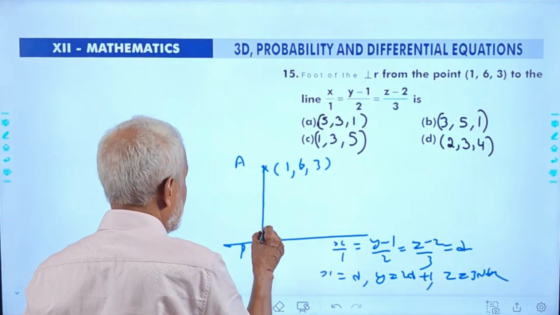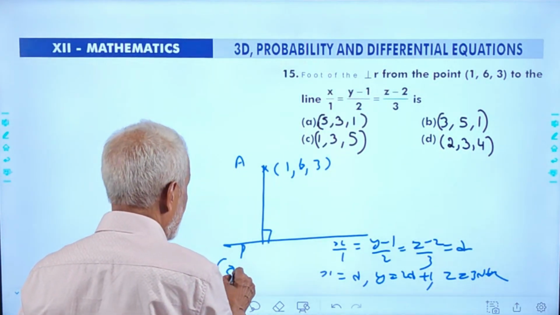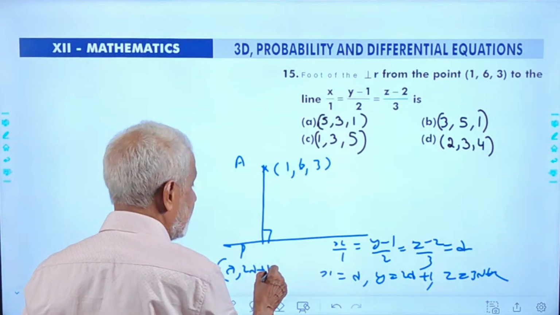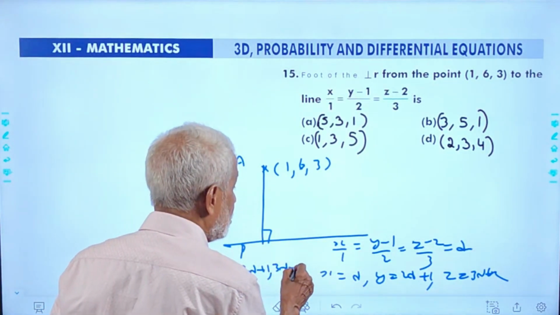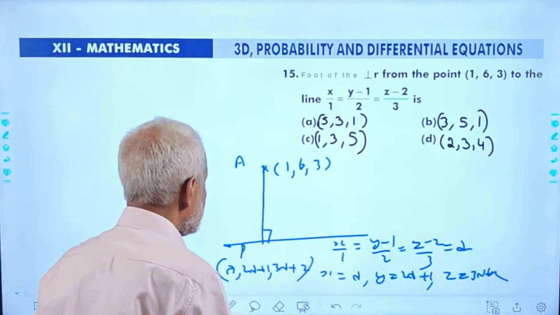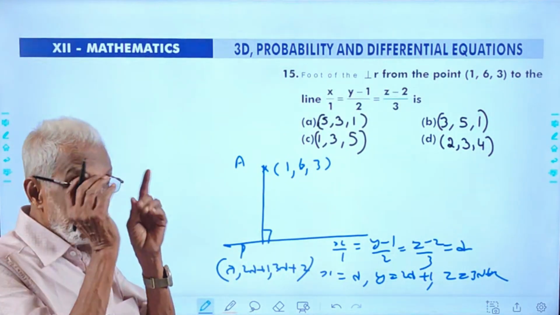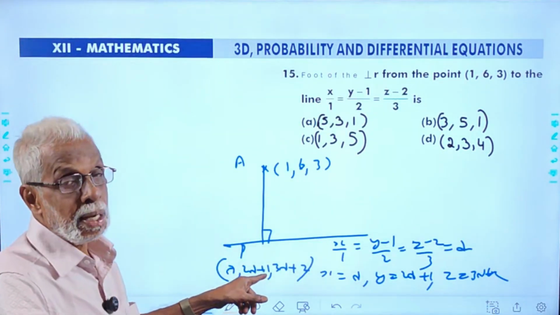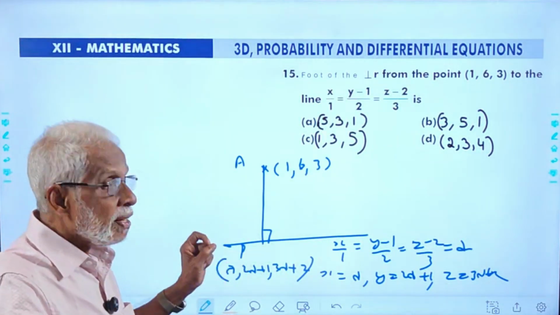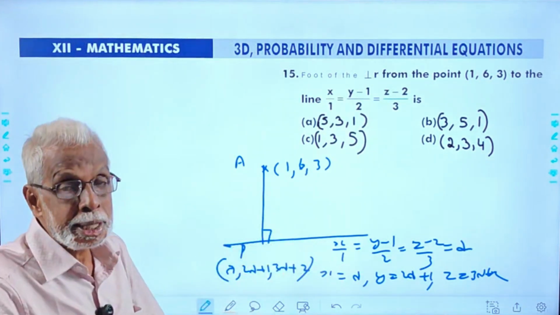Let this point P, the foot of the perpendicular, be P, then lambda comma 2 lambda plus 1 comma 3 lambda plus 2 are the coordinates of P. The value of P depends on the value of lambda. We can find the value of lambda because AP and the given line are perpendicular.